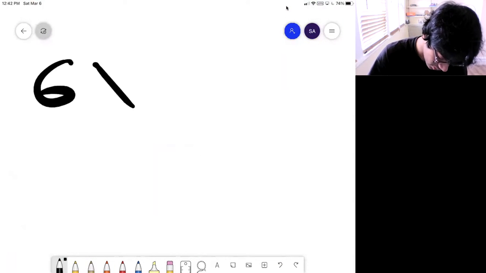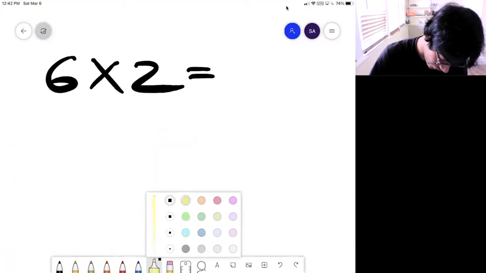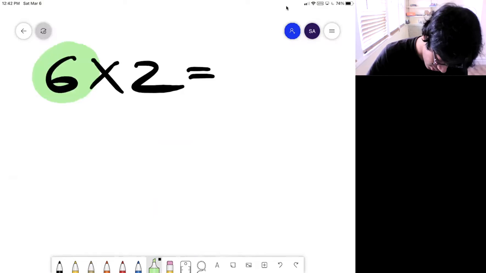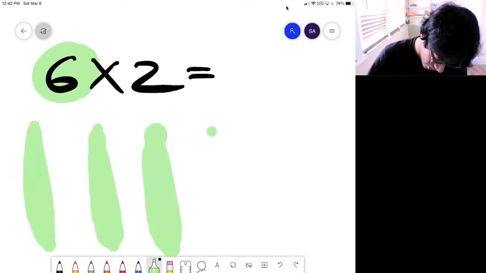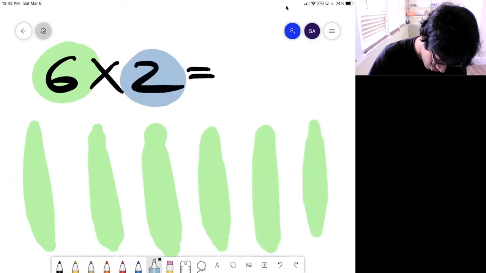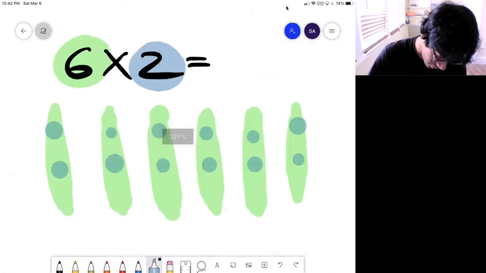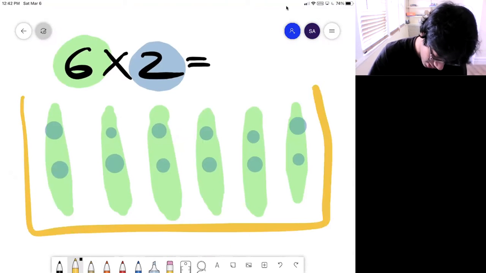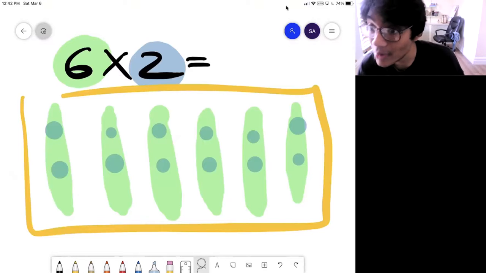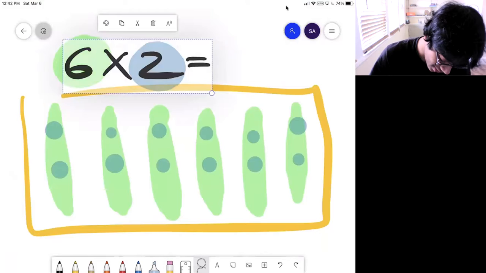6 times 2 equals what? Well, think, we have 6 columns. So 1, 2, 3, 4, 5, 6. We got 2 dots in each column. 1, 2, 1, 2, 1, 2, 1, 2, 1, 2, 1, 2. And now count up how many dots in the whole shebang, and you got yourself 6 times 2. That's right. 6 times 2 is just how many dots are in this grid.